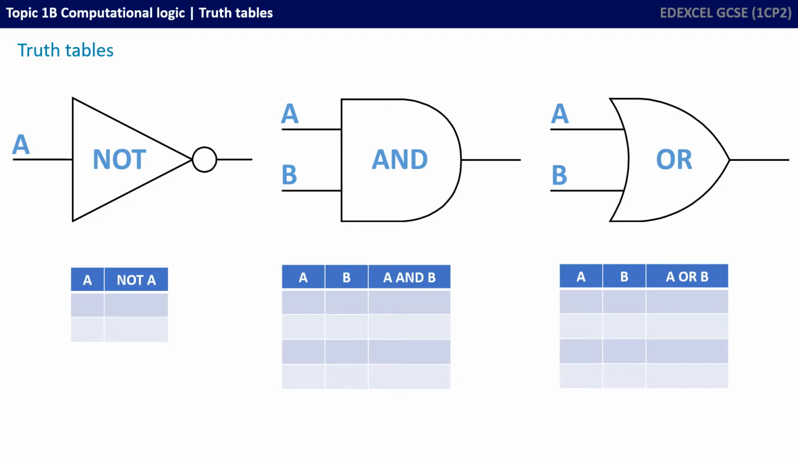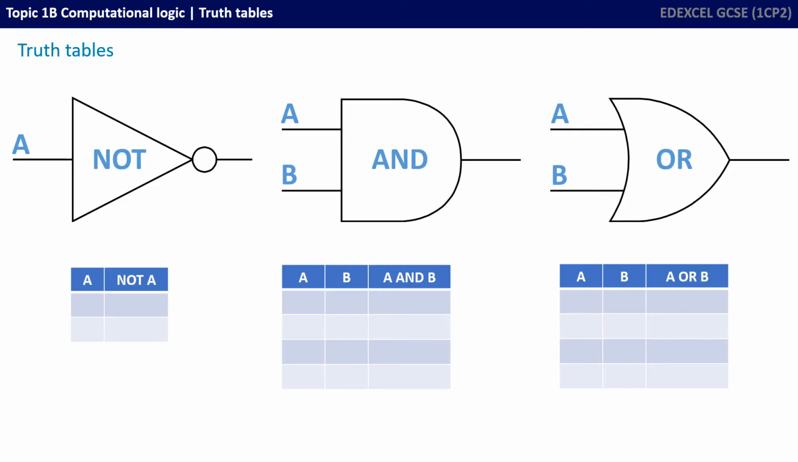So the inputs and outputs from gates and logic circuits can be written in what is known as a truth table. This is where all the possible inputs are noted together with the output. Let's take a look at how we construct these truth tables now for each of the three basic gates.